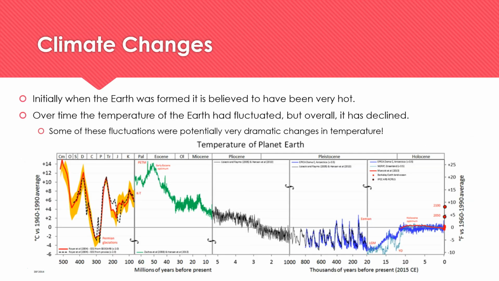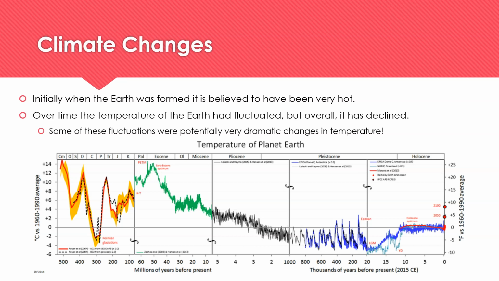The next piece of evidence scientists will like to look at is climates and the changing of the climate. Initially it's believed that when the Earth was formed, it was very, very hot, and that over time the temperature of the Earth has fluctuated. But even though it has gone up and down, its overall trend has been a decline. It's descended.